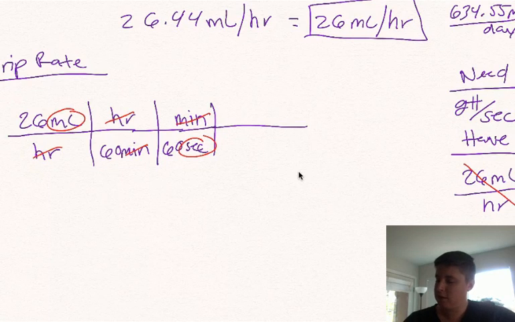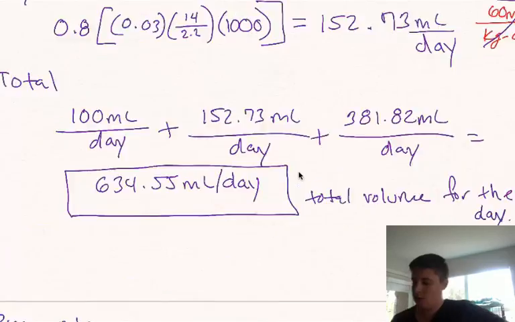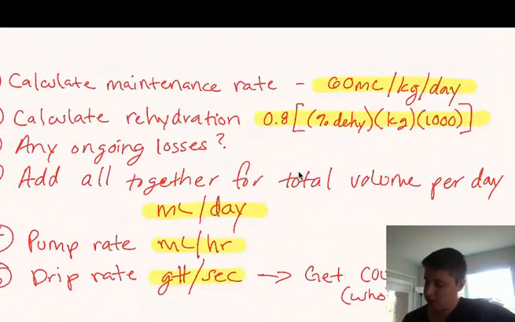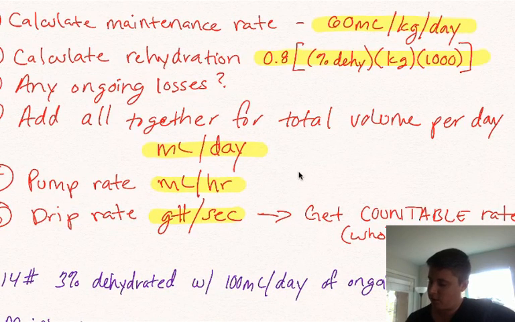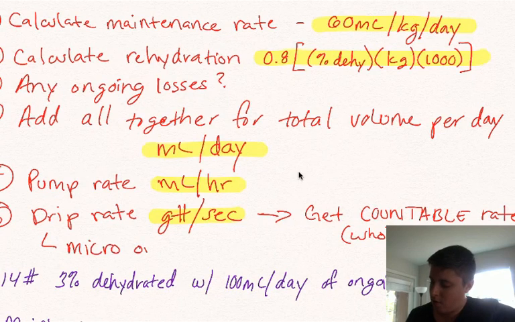Any ideas? Would it be whether you can use a standard or a micro drip, depending on the weight of the animal? Exactly. I don't think I wrote that in the notes, so let's make sure we put that as information we need to know. For our drip rate, we need to know micro or standard line.